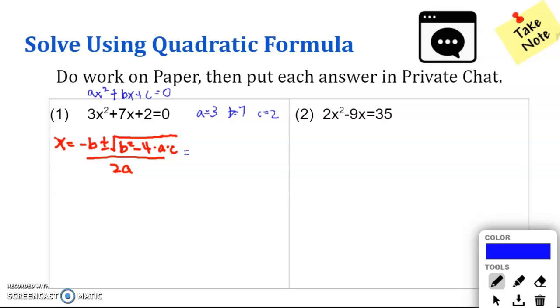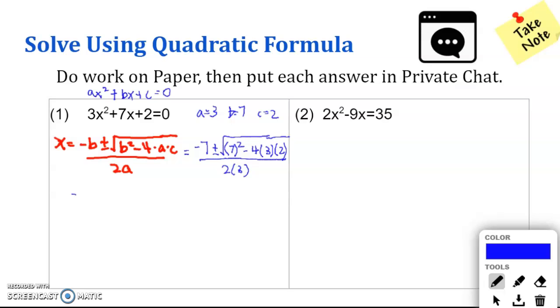So negative b, don't forget this negative sign. It's going to be negative of 7 plus or minus the square root of b squared. b is 7, all squared, minus 4 times a, which is 3, and c, which is 2. Notice that I'm using parentheses so that I do not lose any positive or negative sign, as well as to show that we're dealing with multiplication. 2 times a, and a is 3.